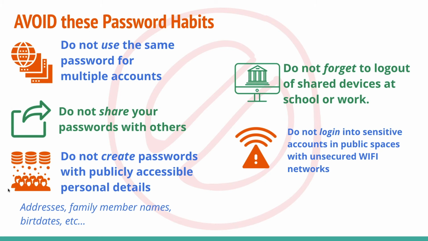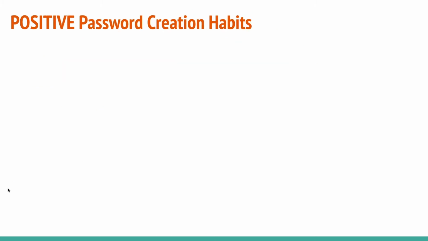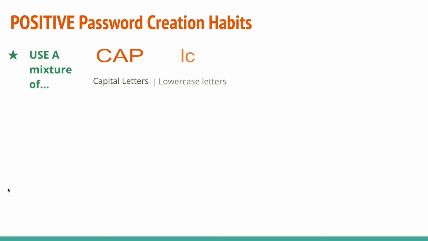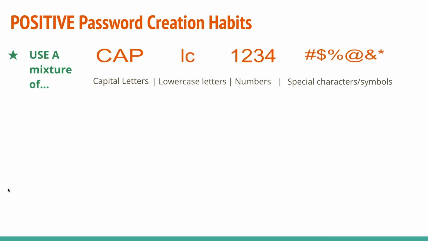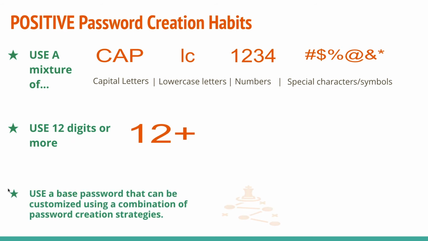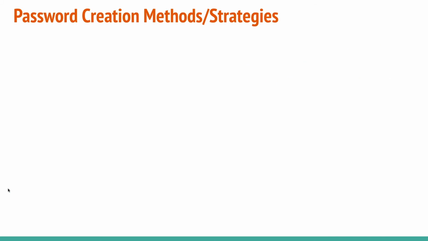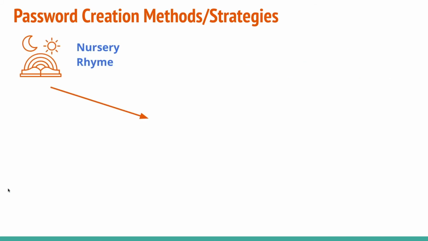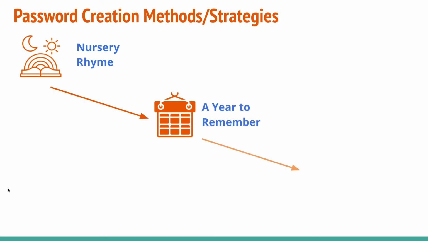Now that we have reviewed some password practices to avoid, let's turn our attention to password practices we should aspire to. To create a secure password, use a mixture of capital letters, lowercase letters, numbers, as well as special symbols. Use at least 12 characters or more in your password. Create a base password that can be customized by using a combination of password creation strategies such as the Nursery rhyme method, a year to remember, and a unique modifier.